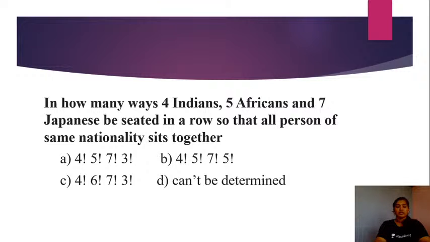Here you have the next question. In how many ways 4 Indians, 5 Africans and 7 Japanese can be seated in a row so that all the people of same nationality sit together? Okay, give a try to this question students and give me your answers in the chat box. What do you all think will be the right answer for this question here?